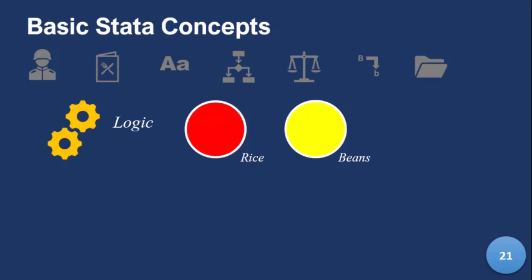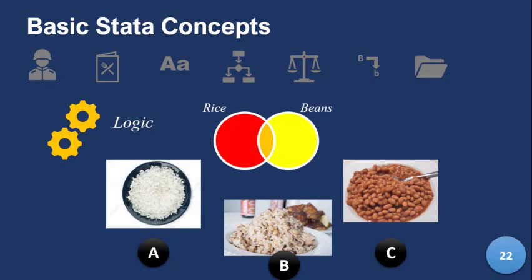So there are three dishes that you can find here. There's rice on one side, plain rice, and then right on the other extreme side is beans. In the middle is a mixture of rice and beans. So when we're looking at the logic, we are trying to apply that principle here.